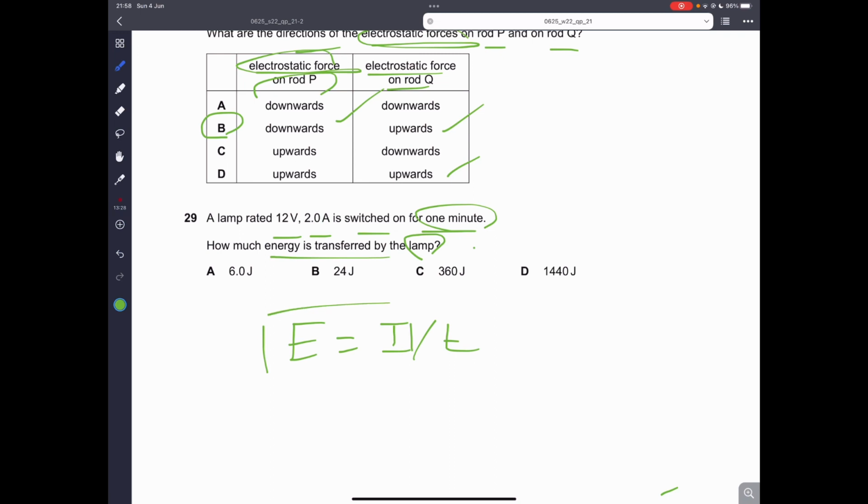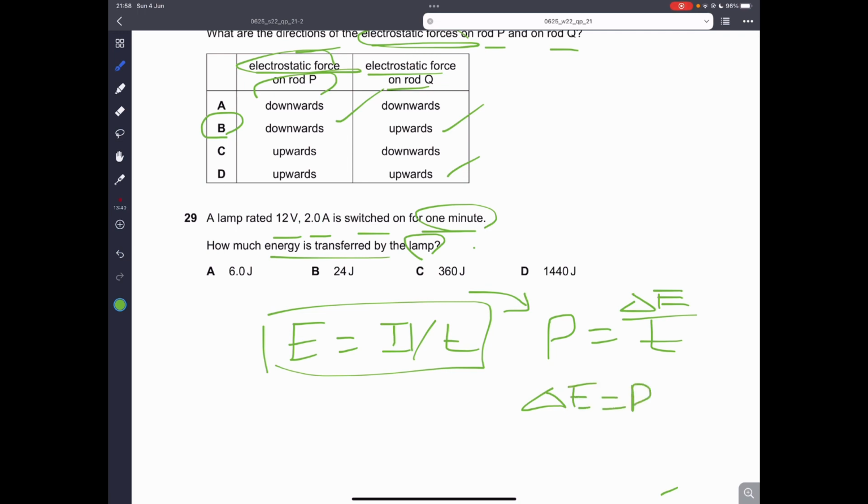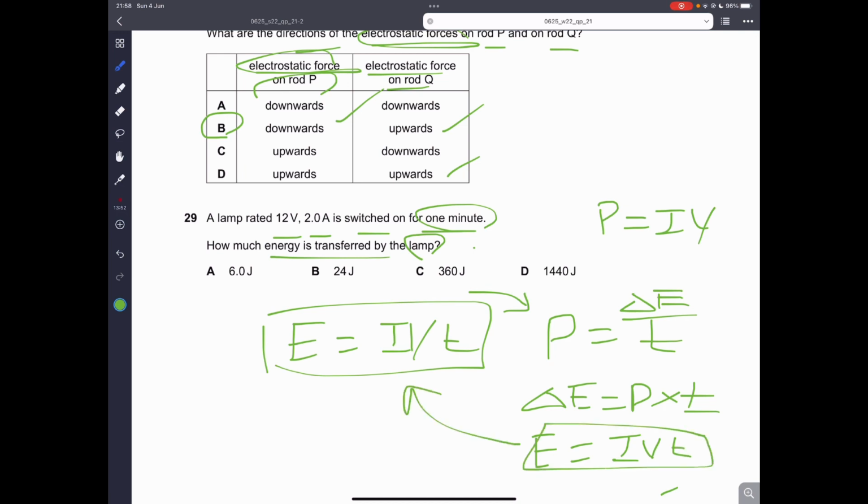E is equal to IVT. This formula is derived from power is equal to change in energy over time, and so energy is power times time. And because electrical power is equal to IV, therefore E is equal to IVT. That is how we derive our formula.